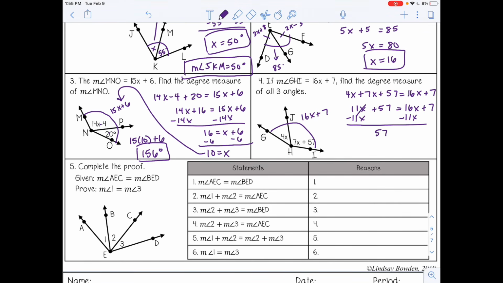All right, so 57 equals 5x plus 7. Subtract 7 from both sides, so 50 equals 5x. Divide by 5 on both sides, so 10 equals x. And I'm just going to substitute 10 in for all three expressions. So 4 times 10, that's 40. 7 times 10, that's 70, plus 57, that's 127. And then you can just add those together to get your final 167.